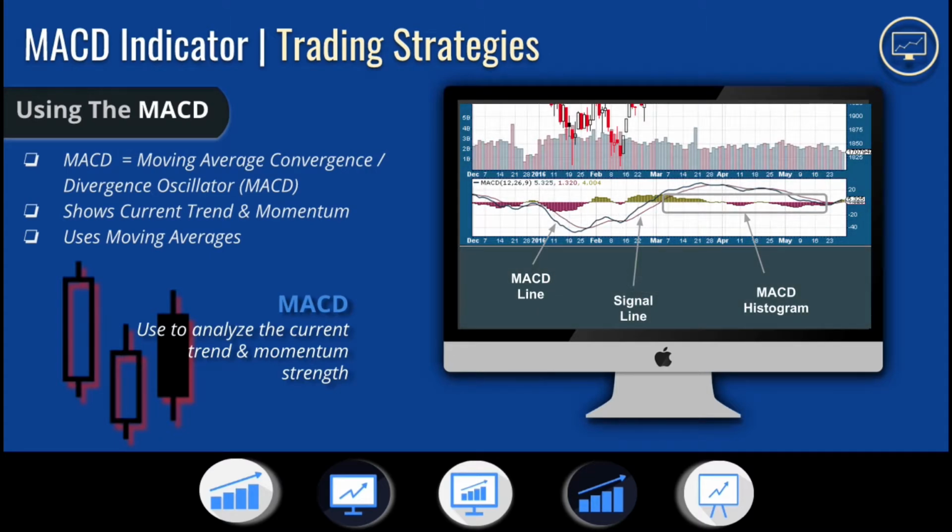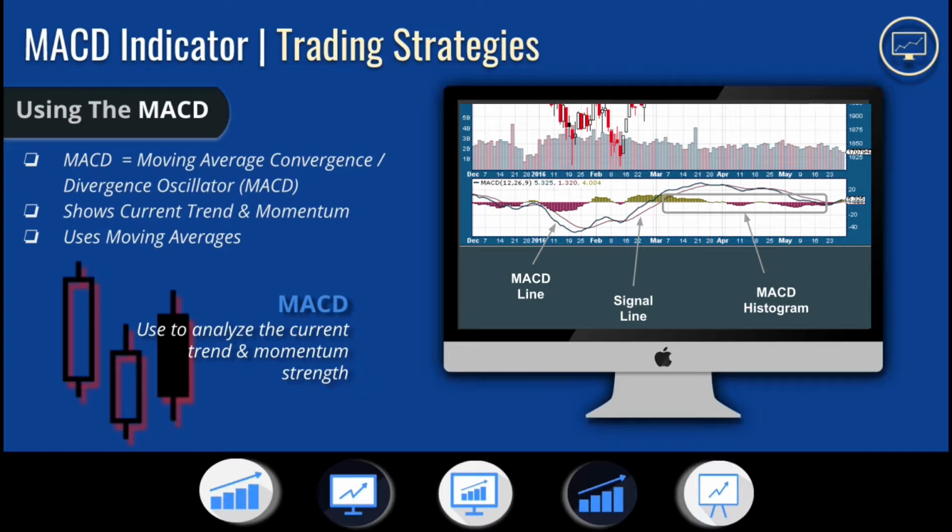On a day chart, the MACD line is the difference between the 12-day and the 26-day EMAs of the stock price. The 9-day signal line is the exponential moving average of the MACD line itself. The MACD histogram is the middle line with the vertical bars on either side and is calculated by subtracting the signal line from the MACD line.